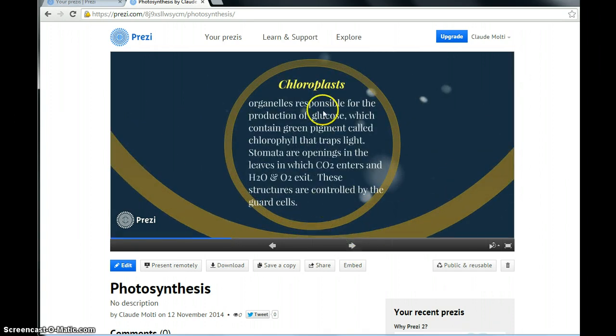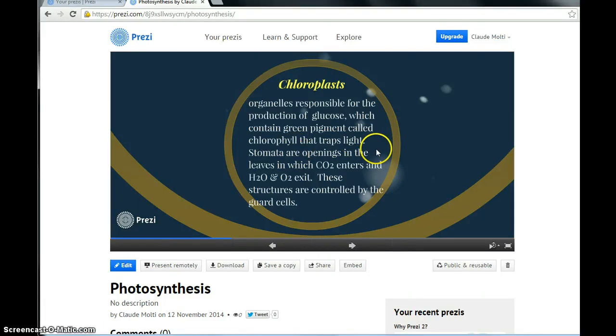Chloroplasts are the little green structures that you see in leaves when you look at leaves under the microscope. These organelles are responsible for producing glucose. They do contain a pigment, a green pigment called chlorophyll. And believe it or not, chlorophyll traps the light for the plants to use later.